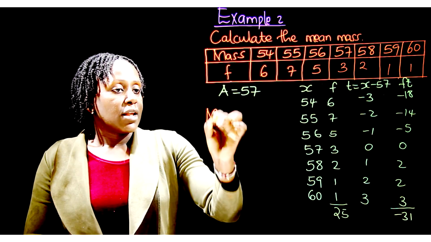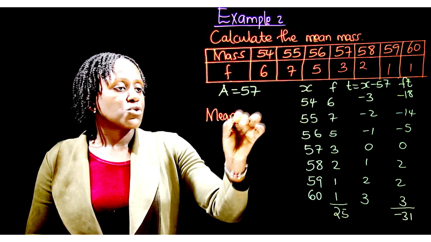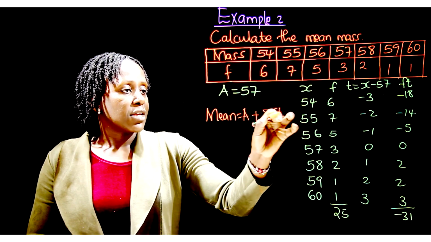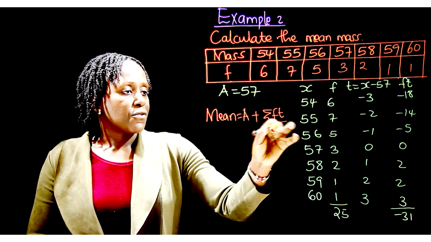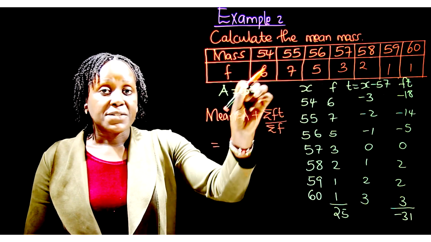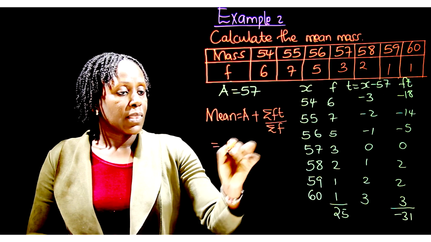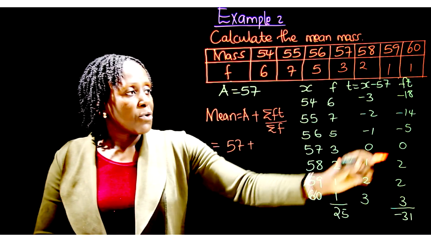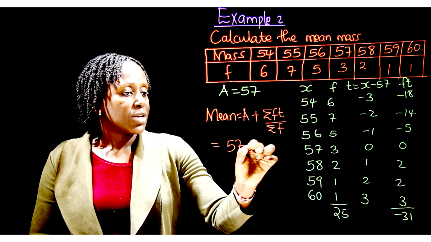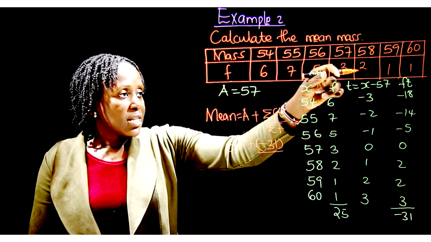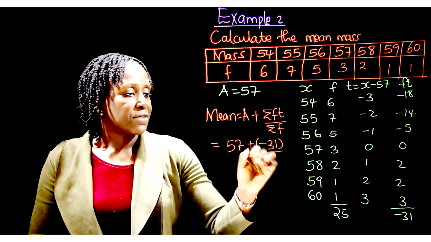So the mean, like we stated, is equal to the assumed mean plus the summation of ft divided by the summation of f. So this is equal to the assumed mean, which is 57, plus the summation of ft. If you add up the values in this column, you get negative 31, and divide that by the summation of f, which is 25.